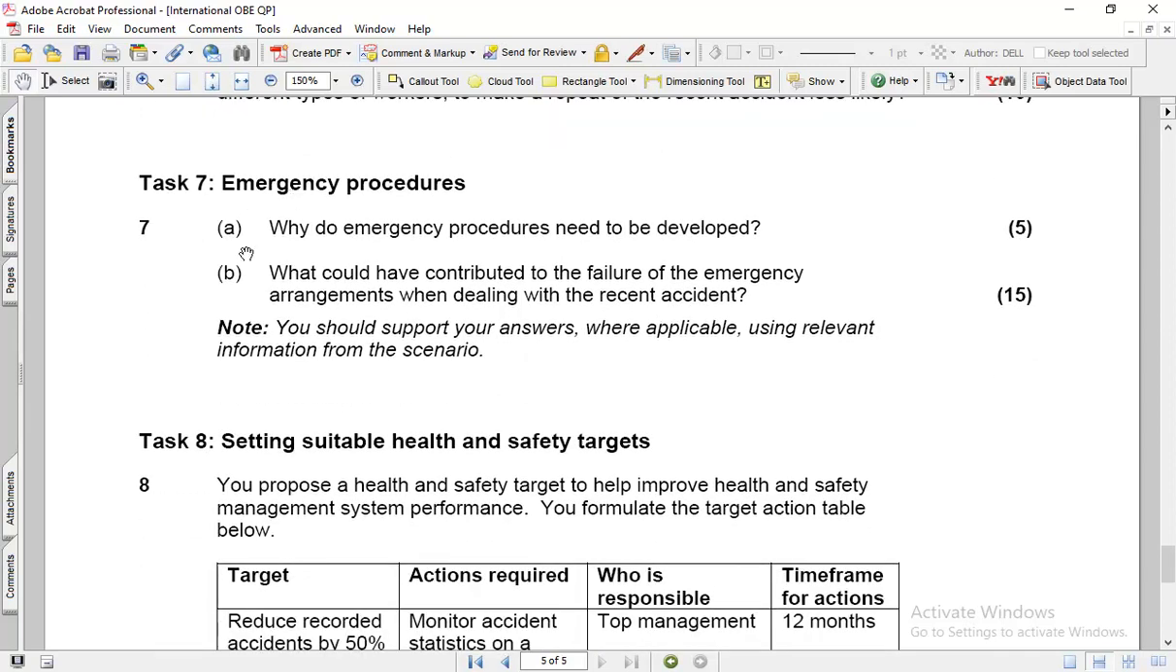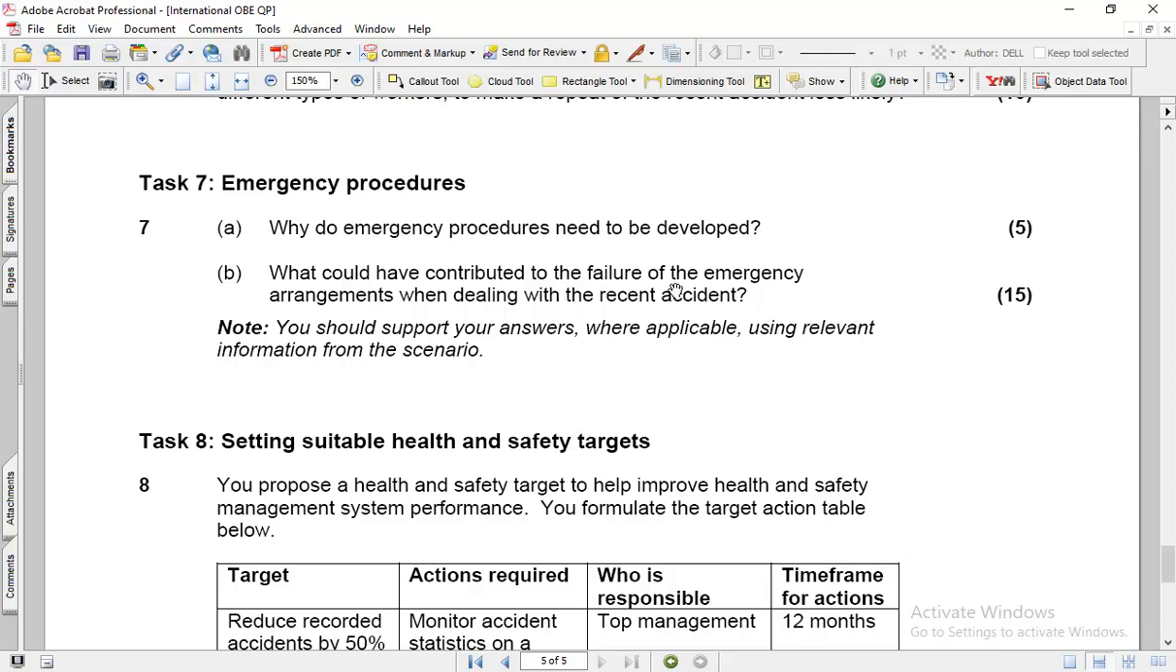Task 7, we have two parts. It belongs to the emergency procedures. Part A, why do emergency procedure need to be developed? We have to mention the reasons to develop an emergency procedure. 5 marks, at least 5 to 7 information.